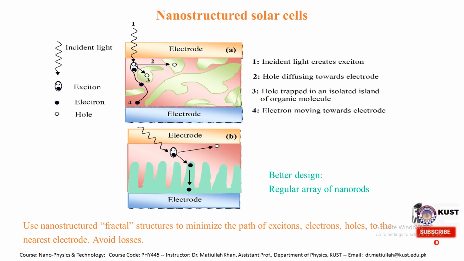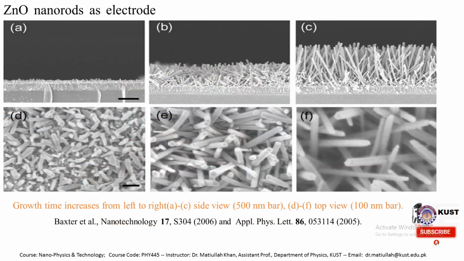So it is a better design of a regular array of nanorods, to improve the efficiency of this particular solar cell. Using the nanostructured structure minimizes the path of exciton electron-holes to the nearest electrode, and that avoids losses, thereby improving the efficiency.